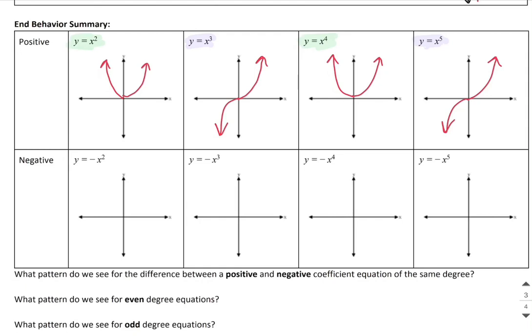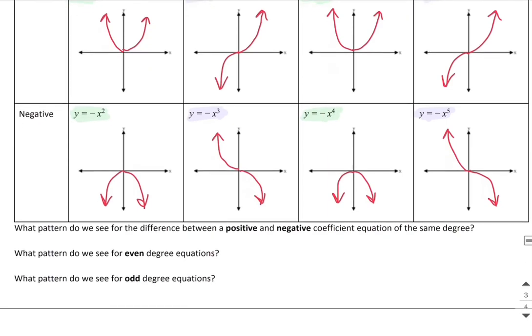Then if I have a negative coefficient, so y equals negative x squared, that end behavior looks like this. Y equals negative x cubed, that end behavior looks like this. Y equals negative x to the 4th, that end behavior looks like this. And y equals negative x to the 5th, that end behavior looks like this. So what do I notice about all of these? Negative x squared and negative x to the 4th are the same. And negative x cubed and negative x to the 5th power are the same.